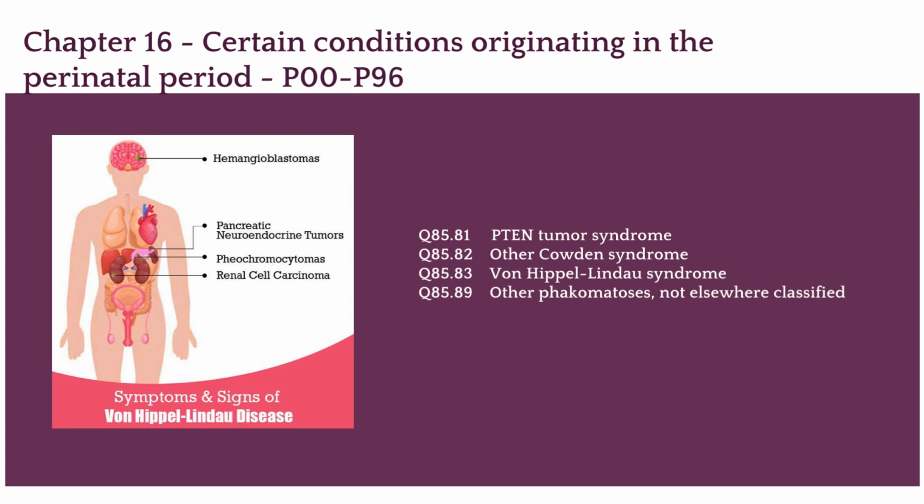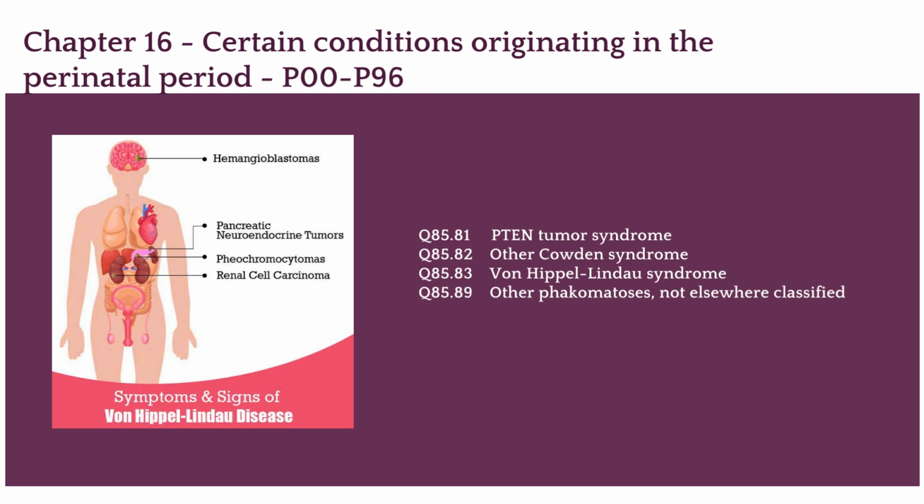Under Chapter 16, certain conditions originating in the perinatal period, apart from atrial septal defects, four additional codes have been added to Chapter 16. Code Q85.81 is for PTEN tumor syndrome. Code Q85.82 is for other Cowden syndrome. Code Q85.83 is for Von Hippel-Lindau syndrome, and Q85.89 is for other phacomatosis.